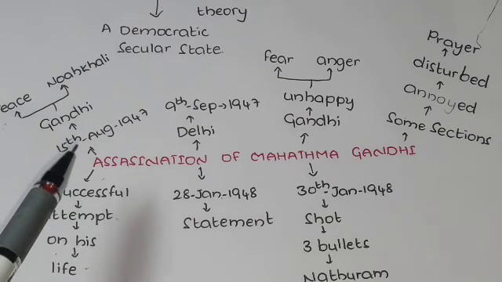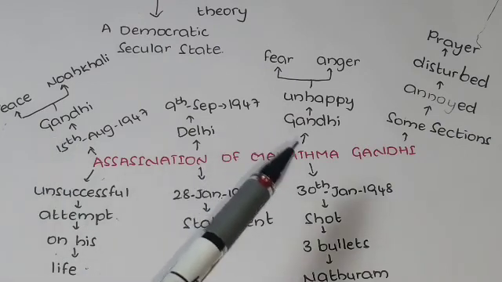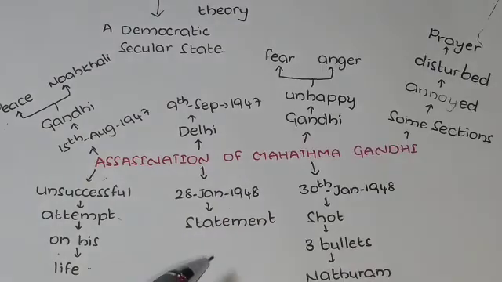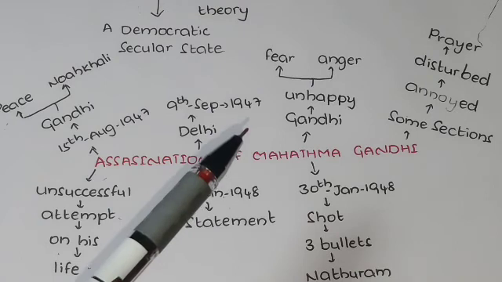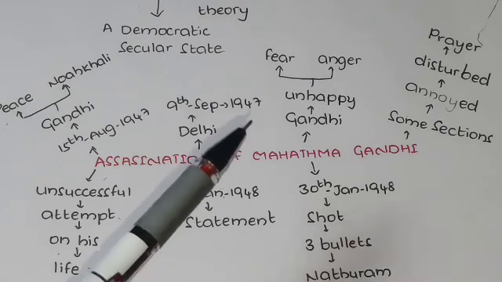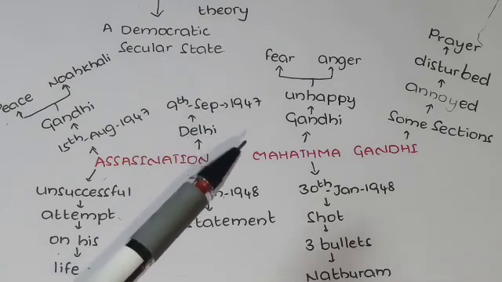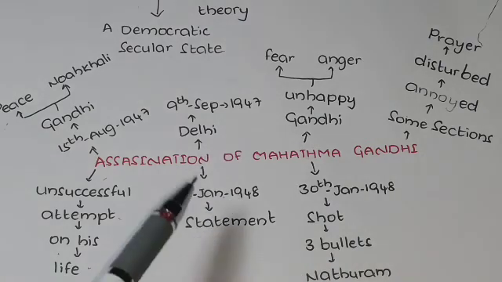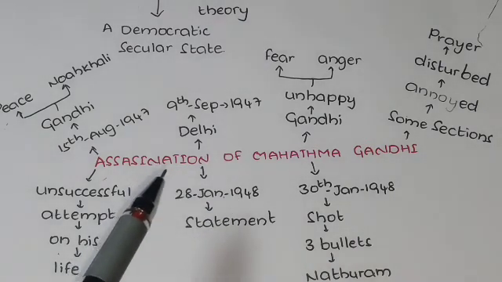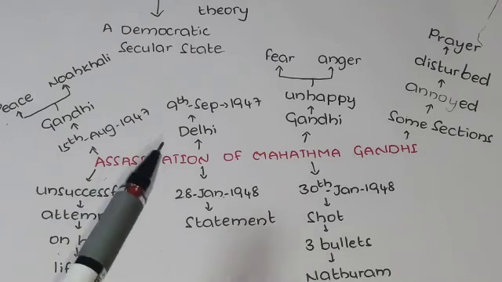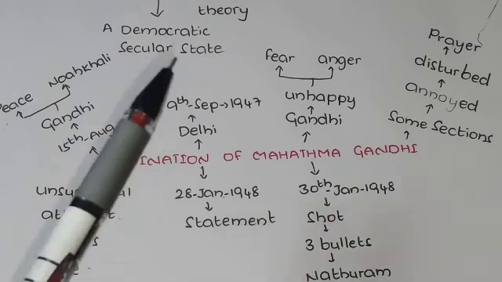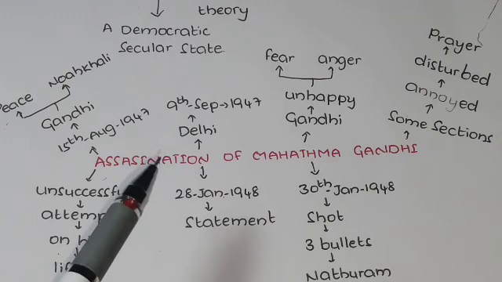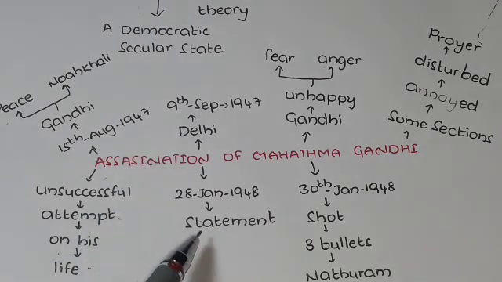On 28 January 1948, Gandhiji gave one statement: "If I am to die by the bullet of a madman, I must do so smiling. There must be no anger within me. God must be in my heart and on my lips." So he said that if any madman tries to kill me with a bullet, with a gun, I am ready to die with a smiling face. I will never be angry with him, and God must be in my heart and on my lips.